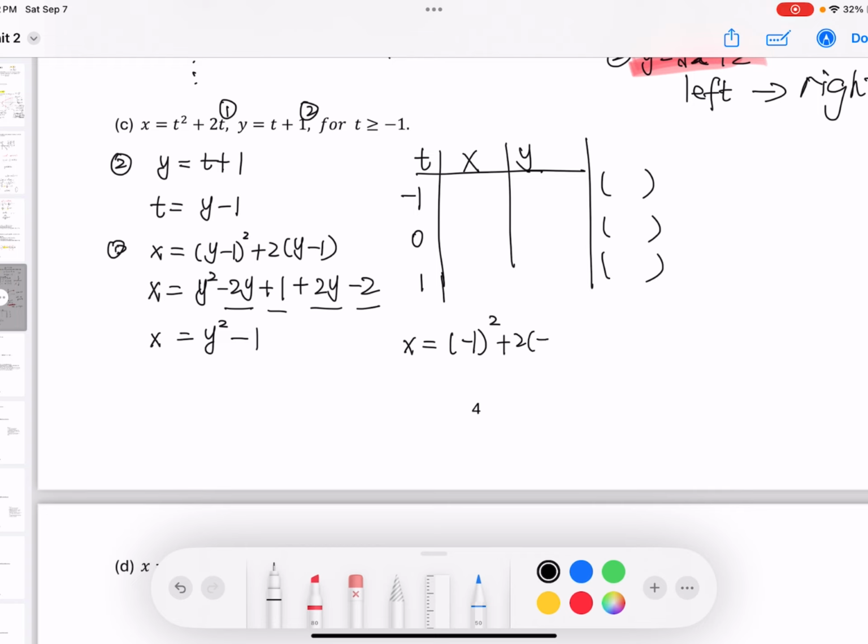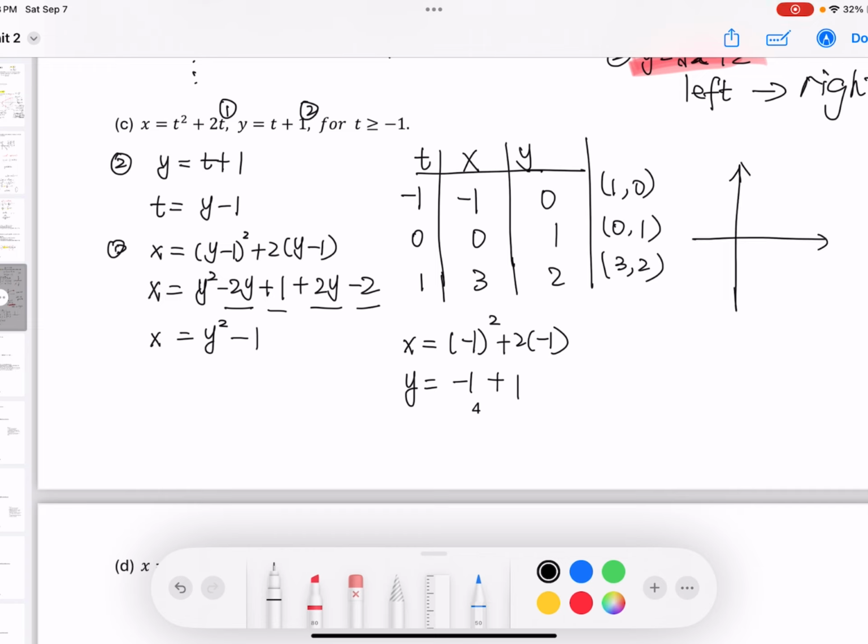When t is -1, x is equal to, from equation 1, -1 squared plus 2 times -1. Do the computation: 1 minus 2 is -1, and the y value is -1 plus 1, 0. So -1, comma 0. And next, the x, y value for t equal to 0 is 0, comma positive 1. And next points x, comma y: it is 1 plus 2, 3, and then 1 plus 1, 2. So 3, comma 2.